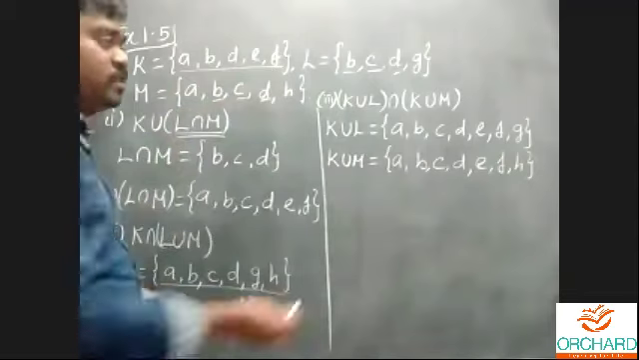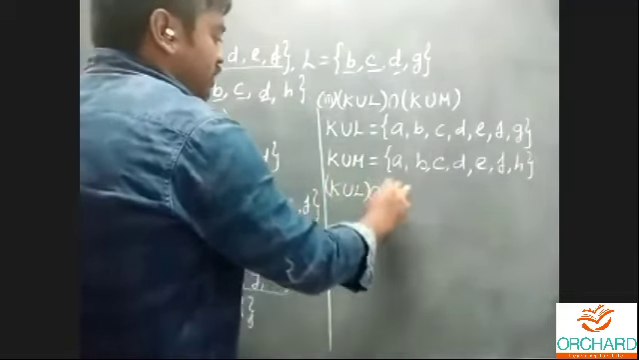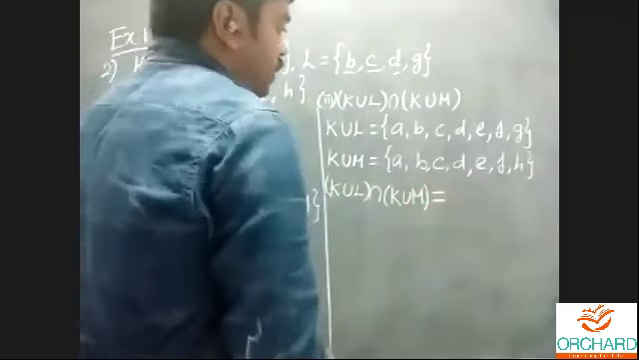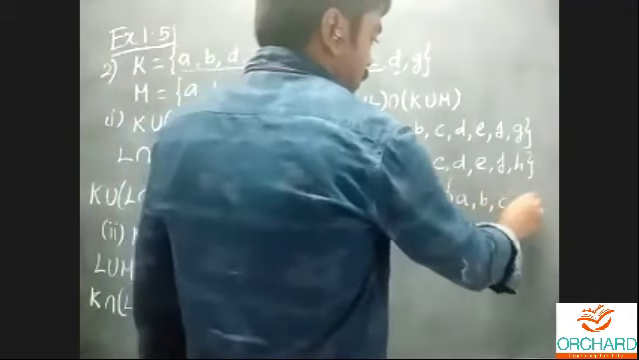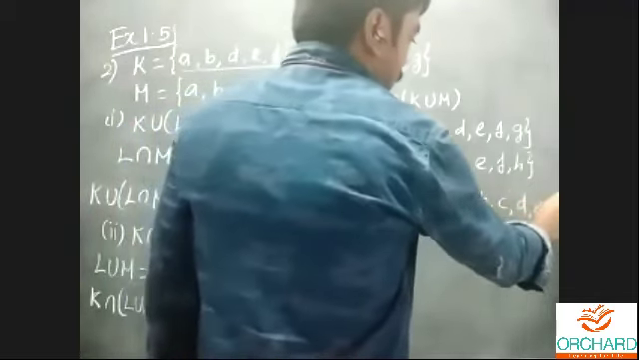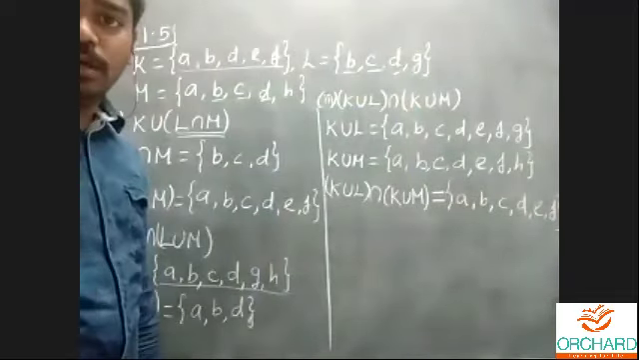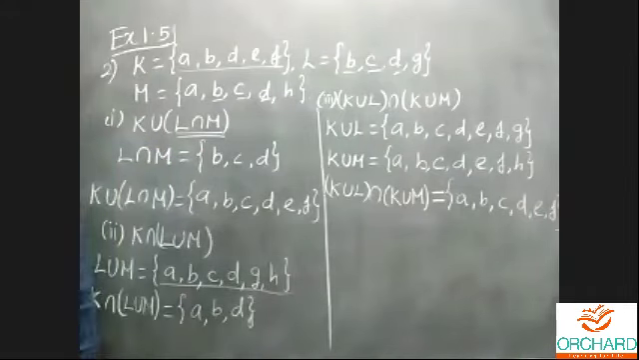And next, the intersection between these two sets: K union L intersection K union M. Now we can identify the common elements: A, B, C, D, E, F. These are the common elements. The last element is F, right?